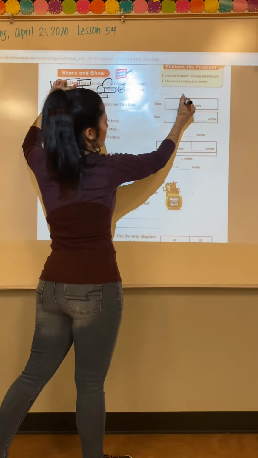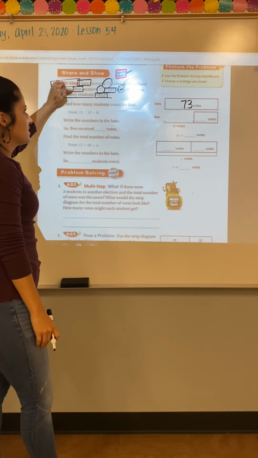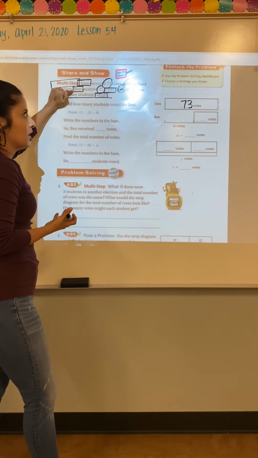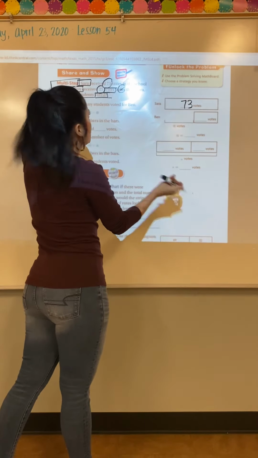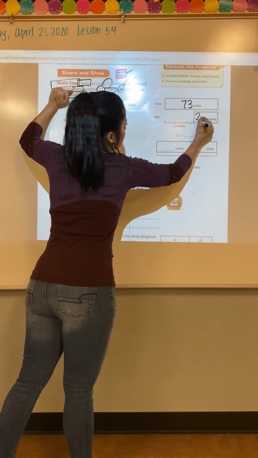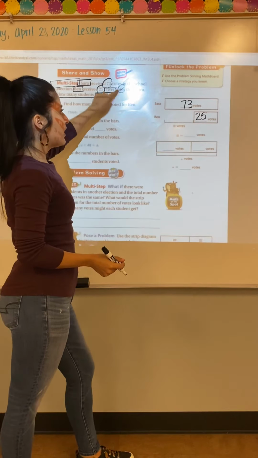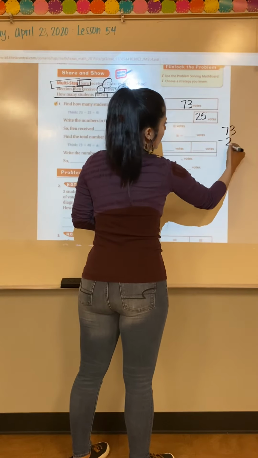Sarah received 73 votes, so I'm going to plug that in my strip diagram. Ben received 25 fewer than her, less than her. So I'm not increasing this number, I'm decreasing it. We said that we were going to subtract. Okay, now let's go ahead and find out the number of votes that Ben received. 73 minus 25.